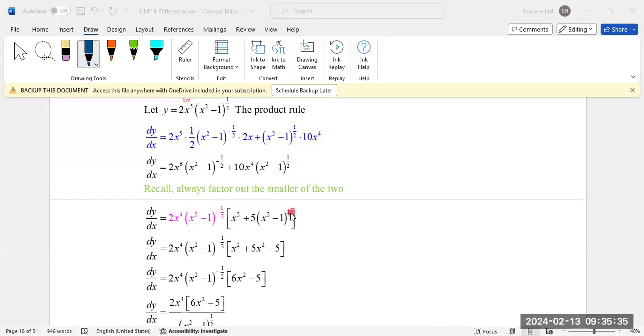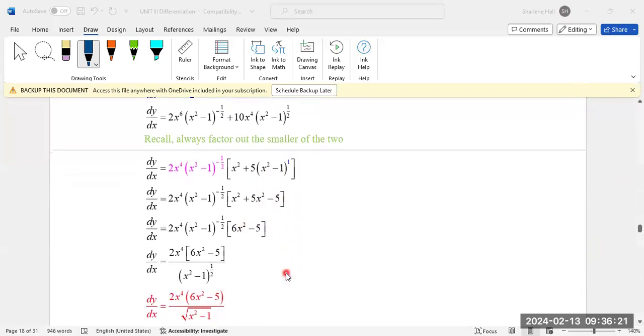And because this one here is up top, it is our positive 1, I am able to distribute this 5 over x squared minus 1. And then I'm going to have 5 times x squared is 5x squared. And 5 times negative 1 is negative 5. And I'm grouping like terms. 5x squared plus x squared is 6x squared minus 5.